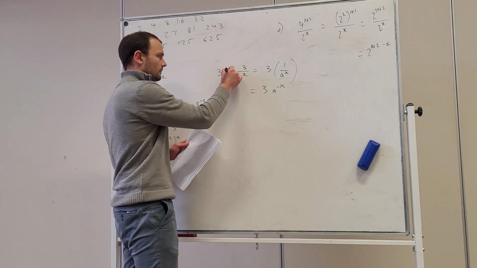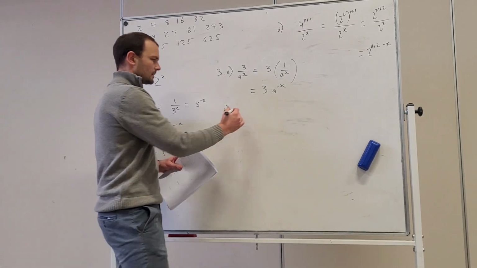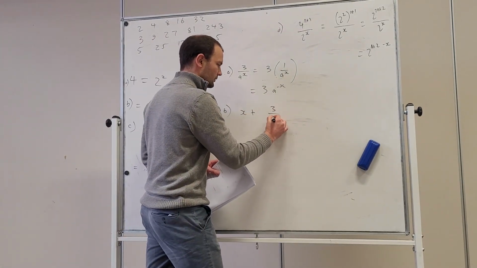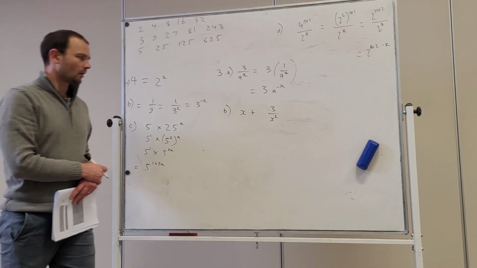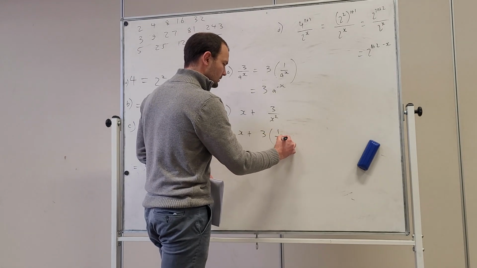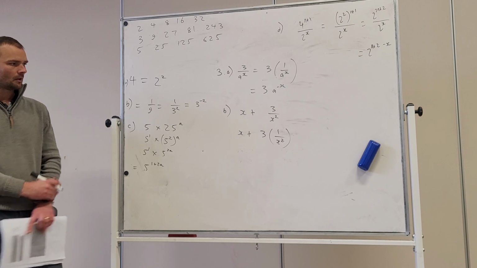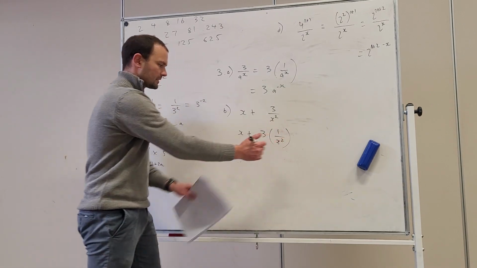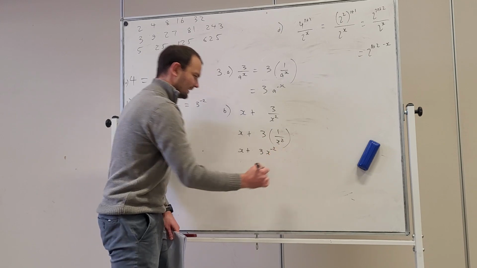So that was 3a. Let's go for 3b. We have x plus 3 on top of x squared. Okay, I'm going to put that intermediary step in again. That's x plus 3 times 1 on x squared. And 1 on x squared, the way we would simplify that is take the power to the top, but make it negative.